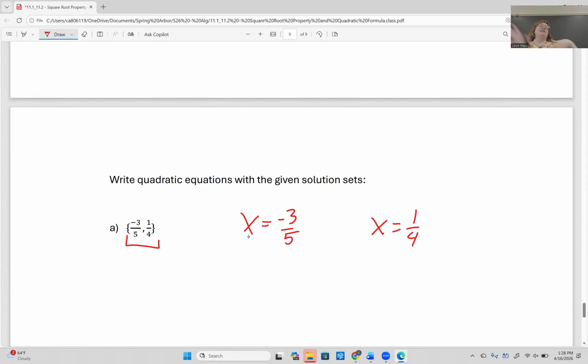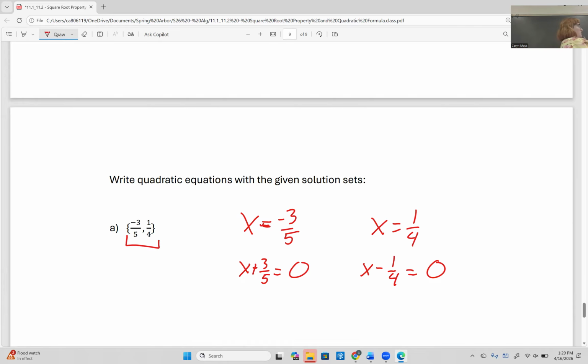So if I wanted to get everything on one side, how could I do that? Not multiplication. If I want to say something equals 0, I want to get a 0 on one of those sides. Yeah, move them all to one side with addition or subtraction. I would add the 3/5 to keep the x positive, to say x plus 3/5 equals 0. What would that look like? Subtract it to say what equals 0? X minus 1/4 is 0. Those are the two factors.